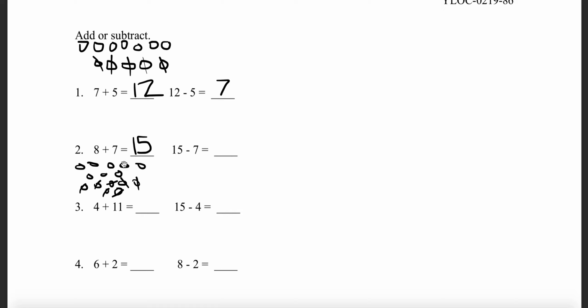1, 2, 3, 4, 5, 6, 7, 8. So 15 minus 7 is equal to 8. I hope you guys get them and try the next few questions.